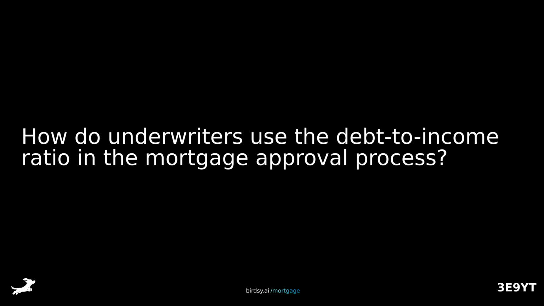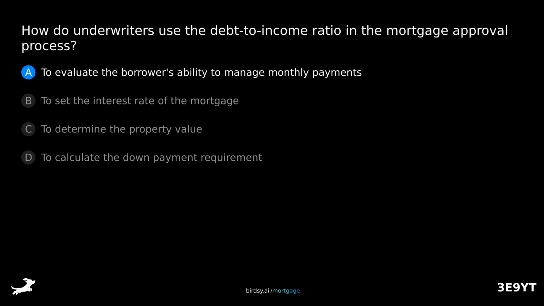How do underwriters use the debt-to-income ratio in the mortgage approval process? Is it A. To evaluate the borrower's ability to manage monthly payments? B. To set the interest rate of the mortgage? C. To determine the property value? Or D. To calculate the down payment requirement? The answer is A. To evaluate the borrower's ability to manage monthly payments.